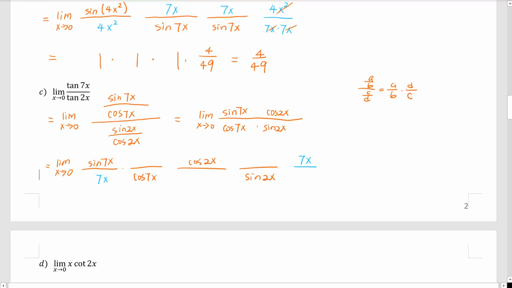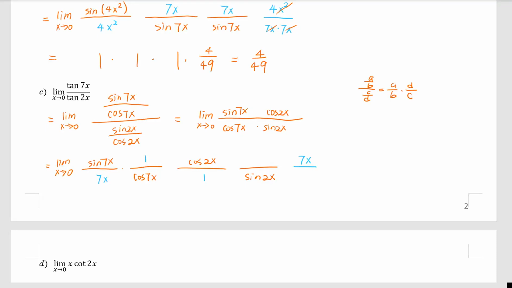And how about cosine 7x? Do we put a 7x here? No. Why? When you plug in 0, what's cosine 0? Cosine 0 is 1. So 1 is okay to leave in the denominator. You don't need to match anything. When you see cosine, just put a 1, because cosine 0 is 1, and 1 is okay to be in the denominator. Sine is not okay because sine 0 is 0, so it will be a problem if you have sine 0 in the denominator. But for cosine, you don't need to match anything. Just put a 1 here.